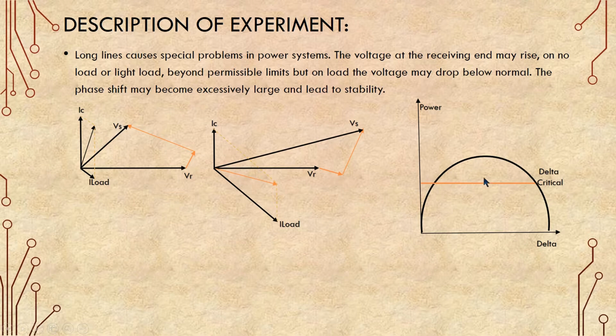We know that there is a delta critical for a particular value of load. If delta swings like this, an excessive swing will happen. So at last delta may cross this delta critical and go to the instability section. The system will be unstable. That also happens if we don't control the voltage. So that thing we will study here.